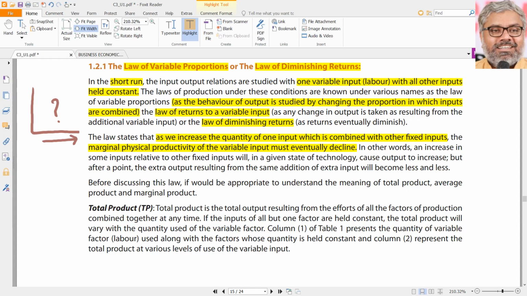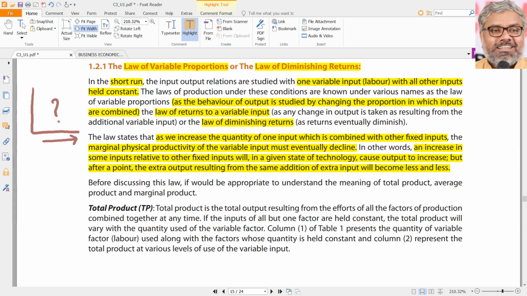In other words, simply speaking, an increase in some inputs relative to the other fixed inputs, of course, in a given state of technology, of course, technology is always assumed to be constant, will cause the output to increase, yes. But after a point, the extra output resulting from the same addition of extra input becomes lesser and lesser.